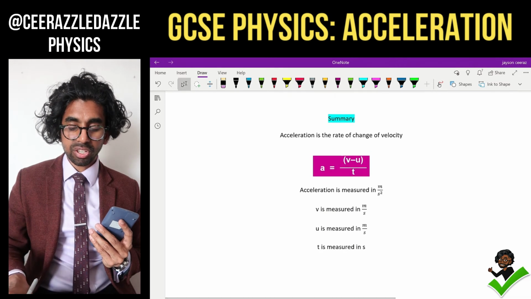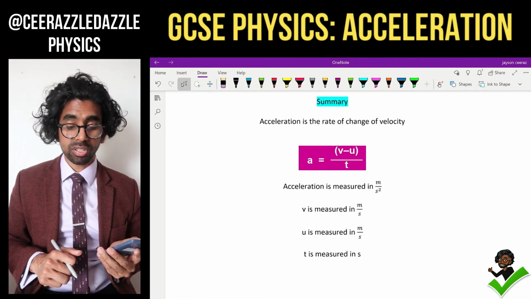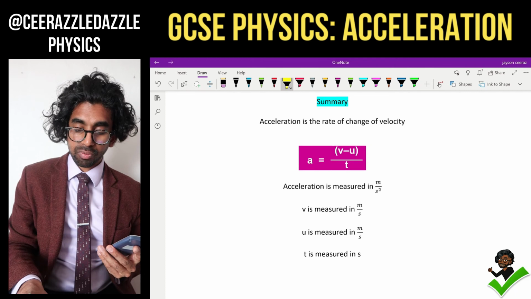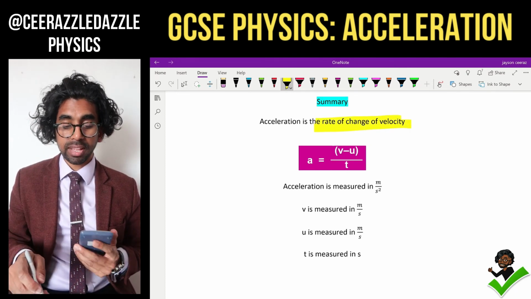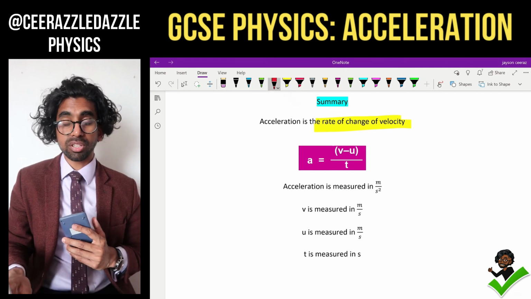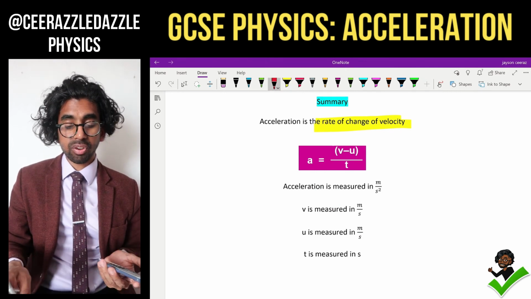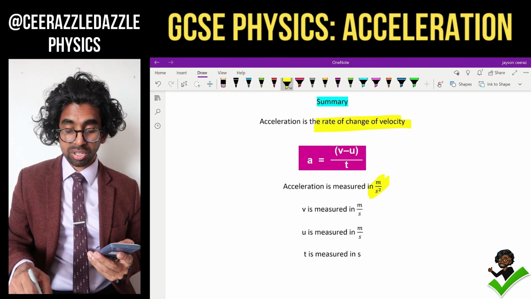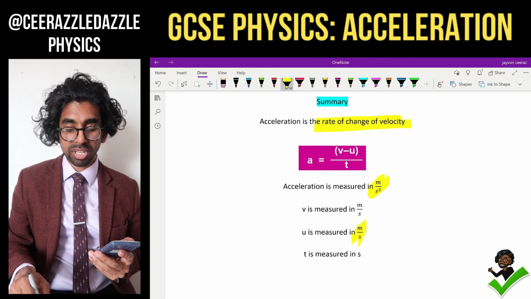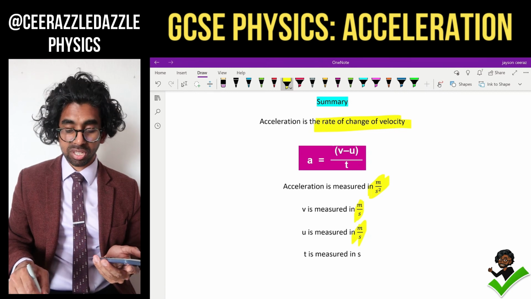Summary. Acceleration is the rate of change of velocity. So it's how fast your velocity is changing. Rate usually means with respect to time. Acceleration is equal to V minus U divided by T. Acceleration is measured in meters per second squared. Initial velocity is measured in meters per second. Final velocity is meters per second. And time is measured in seconds.